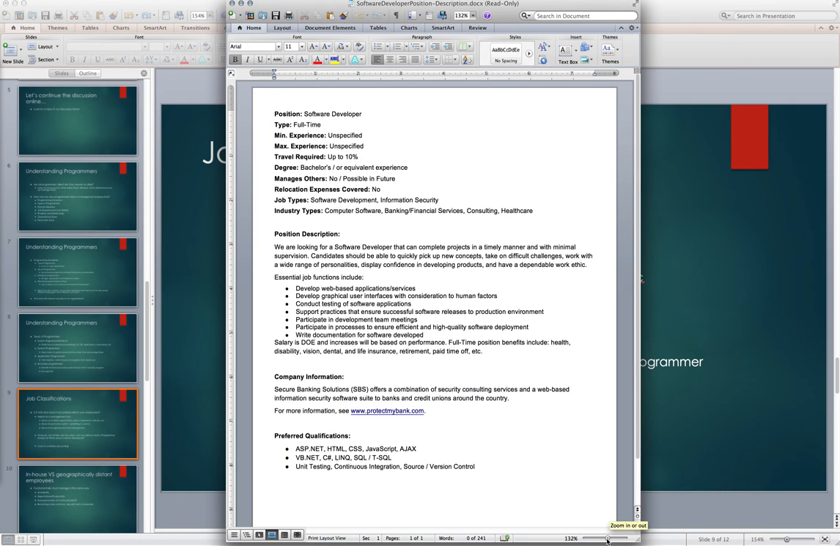So, again, we know, or we can assume, at least I would assume, that the way that they've described this position, the way that they've defined the qualifications here at the bottom, and then up at the top here, min experience, max experience, the position itself, the travel requirement. Is this position promotable to a manager, possible in the future? This is all part of how they classify their programmers internally.